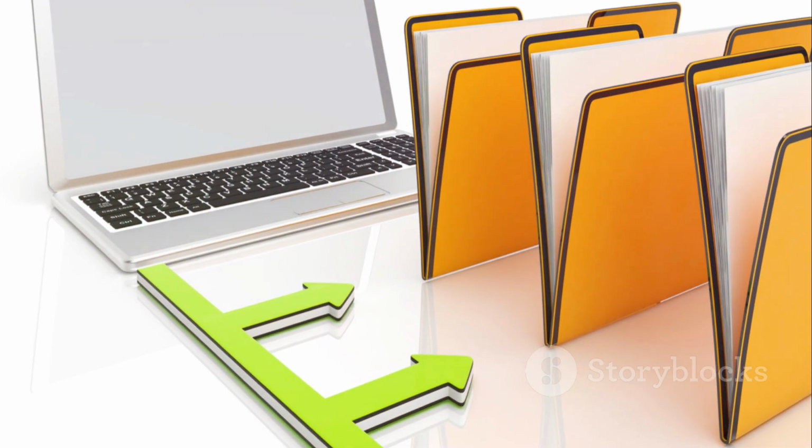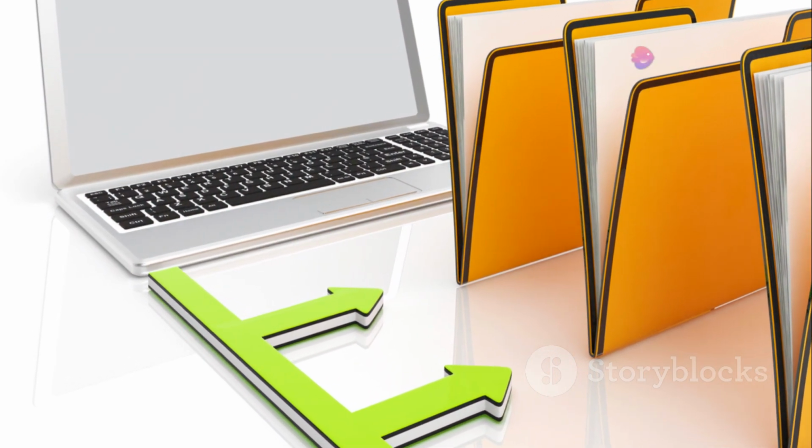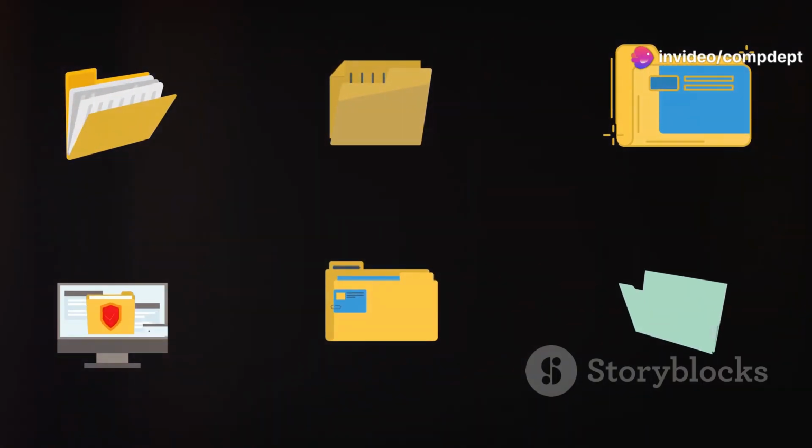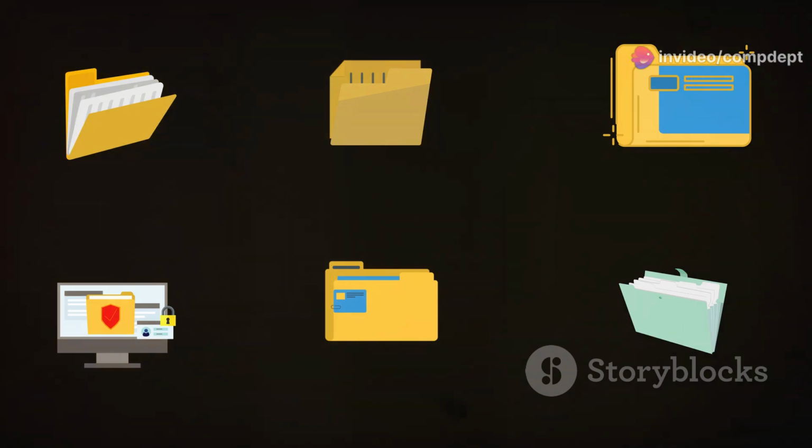Think of a file system on your computer. The root directory is like the root node of the tree, and each folder within it is like a child node. Each of those folders can contain more folders or child nodes, or files, which are leaf nodes.